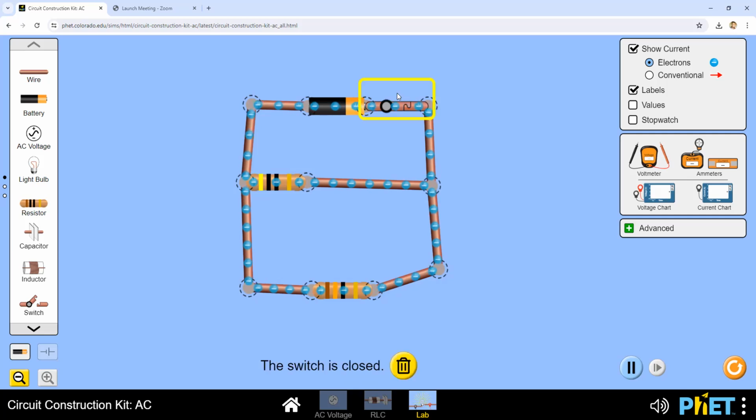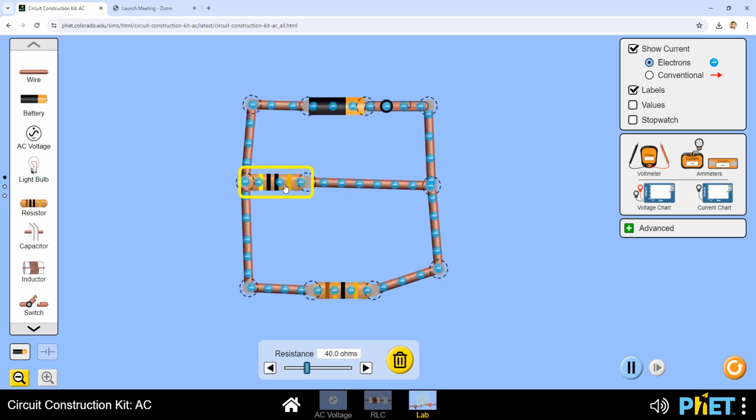Let's close the switch. Notice that in this branch, the electrons are moving really slow. That's because this one has so much resistance, right? They're not going to be moving very fast in this branch of the circuit. This one has less resistance, so the current is able to flow more quickly down here. And when they get to the junction, those two currents add up together.